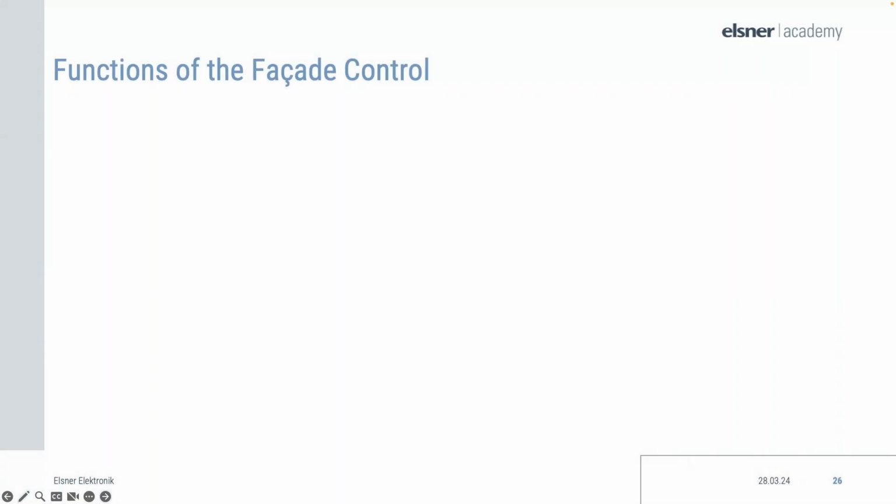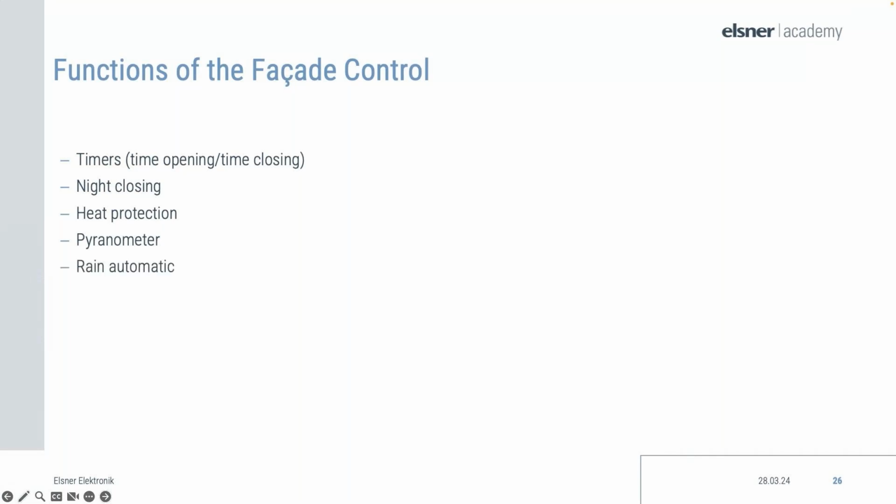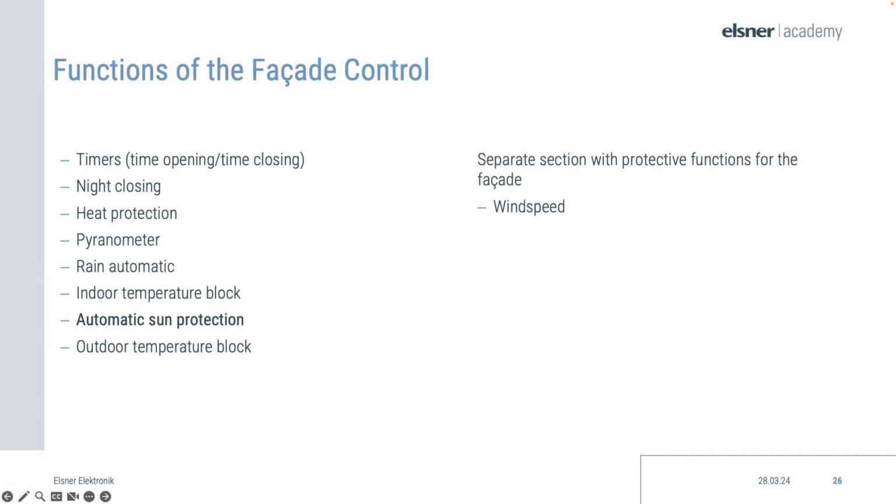I would like now to briefly introduce the individual functions of the facade control system. First off, we start with the timers. So we have the time open and time close. Next up, we have the night closing. Moreover, we have the heat protection. Next up, we can integrate a pyranometer into the facade automation. Next up, we have the rain automatic, indoor temperature block, automatic sun protection, and outdoor temperature block. Later, we will deal with a separate section with the protection functions of the facade. Those are the wind speed, frost, and rain. I recommend remembering those. There might be another quiz later.